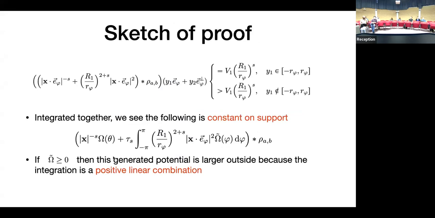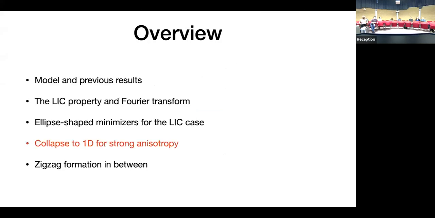So if you assemble everything together by integrating in phi with the weight function as a Fourier transform, then you still get that this generated potential is constant inside. And why, in the case omega non-negative, is it greater outside? Because originally it is all greater outside. If you do some positive linear combination, you still have something greater outside. Okay, so that is the proof of the lemma and finishes the case of all the ellipses.